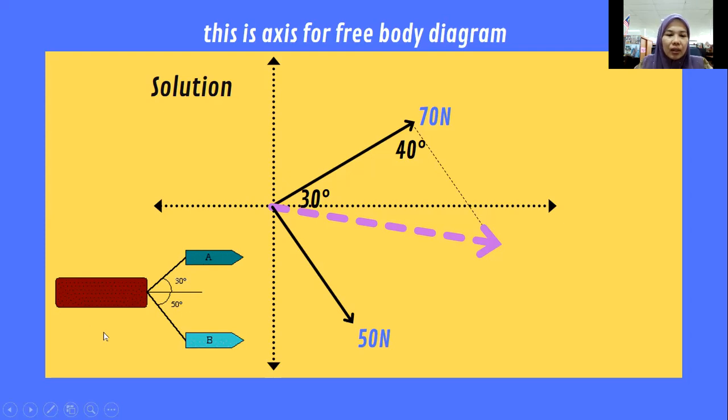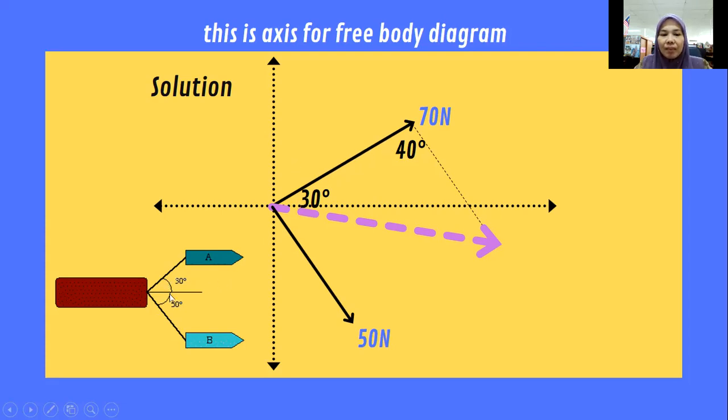Okay, on this picture we have a container being towed by two boats, A and B. The force acting here, exerted by the rope, is tension. Tension force exerted by the rope. We call it tension one and tension two. I already drew the arrows. The arrow represents the direction of the force.